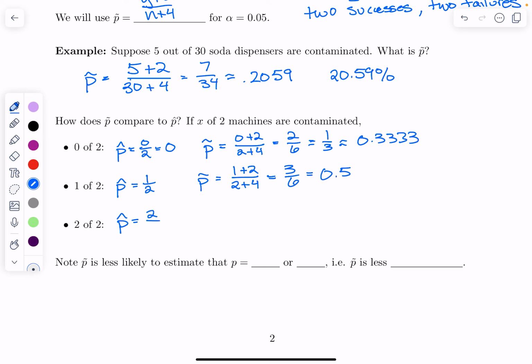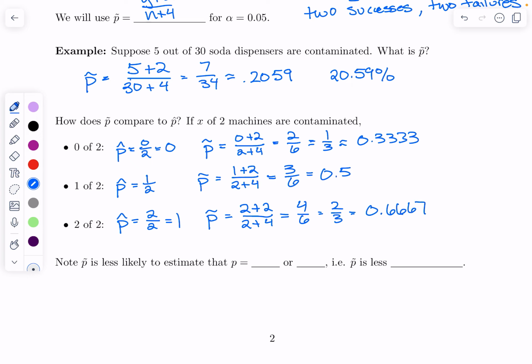Now, what if 2 out of 2 of the dispensers are infected? Well, then p hat is 2 out of 2, which is 1. So that's saying 100% are infected. But p tilde says 2 are infected, plus we add 2 additional, out of a total of 2 plus 4 additional. So that gives us 4/6 or 2/3, which says that 66.66% are infected, which is probably closer to reality than 100% are infected.